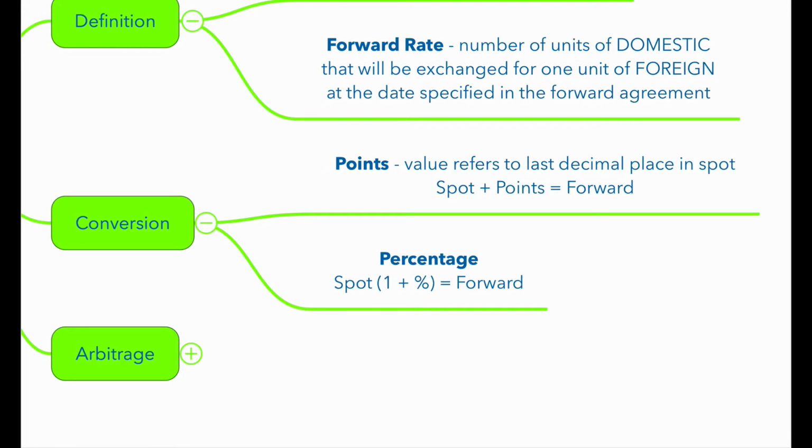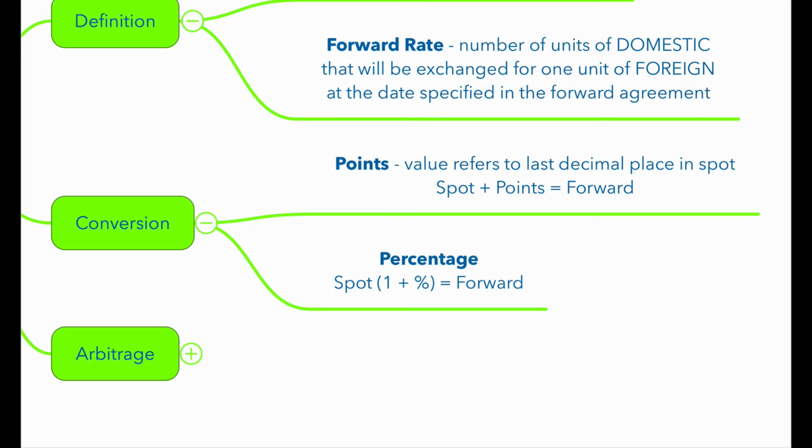Of course, if the base currency is trading at a forward premium, then the price currency is trading at a discount and vice versa. Forward rates or points are also sometimes represented as a percentage of the spot rate rather than an absolute number of points. In this case, spot multiplied by 1 plus the percentage equals the forward rate.